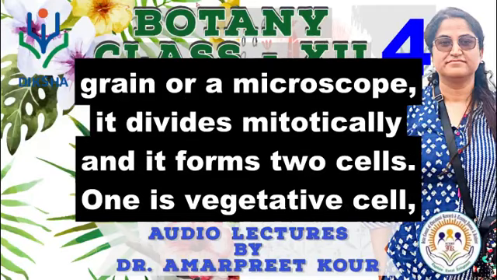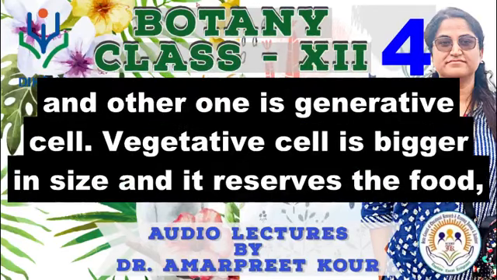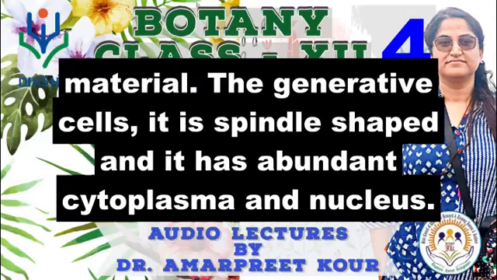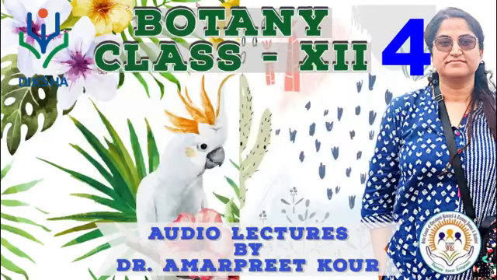A pollen grain or a microspore divides mitotically and it forms two cells. One is vegetative cell and the other one is generative cell. Vegetative cell is bigger in size and it reserves the food material. The generative cell is spindle shaped and it has abundant cytoplasm and nucleus.